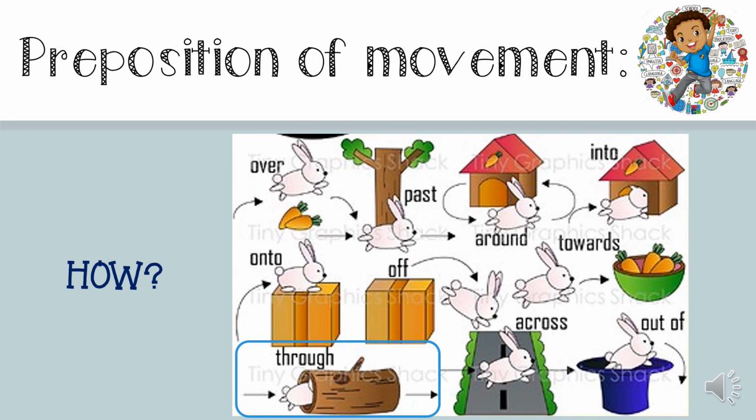The bunny runs through the tree trunk. The bunny runs across the road. Luckily, there is no truck coming. And the last one, the bunny jumps out of the magician's hat.